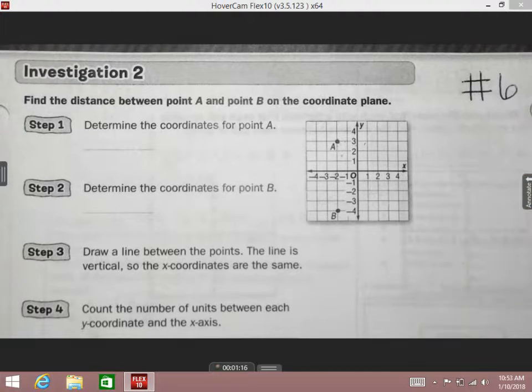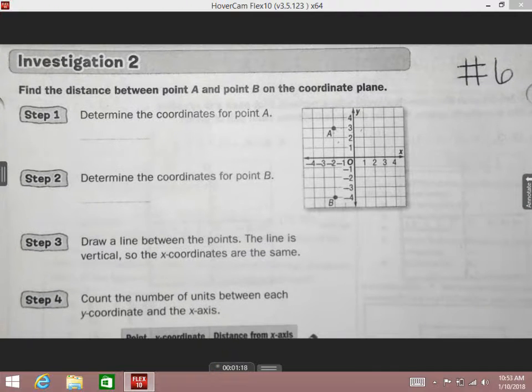Yes, Alana? Is this something on our test? Yes, this is going to be the last new item for our test on Friday. That's a very good question.